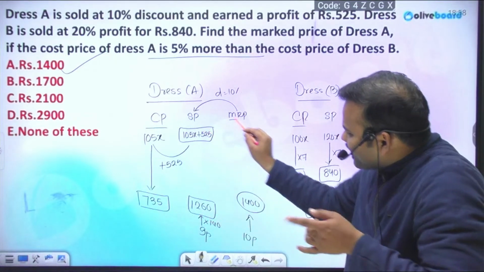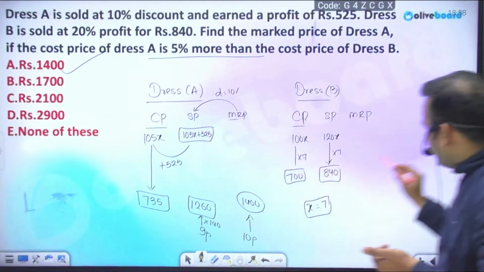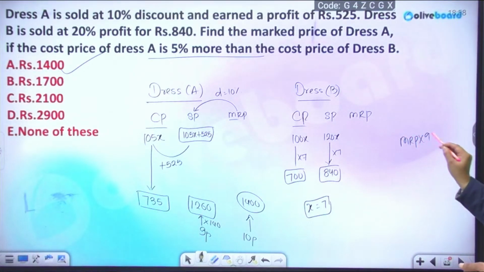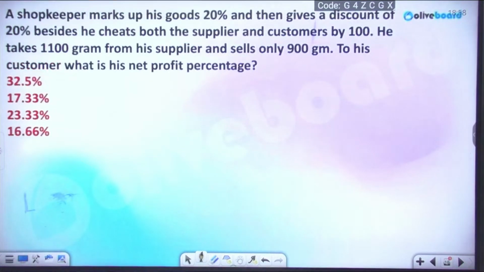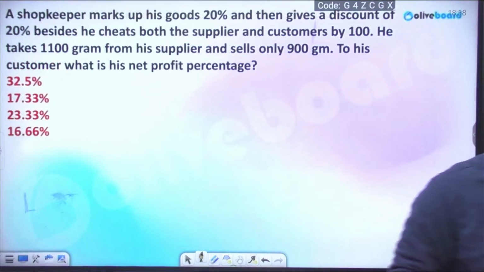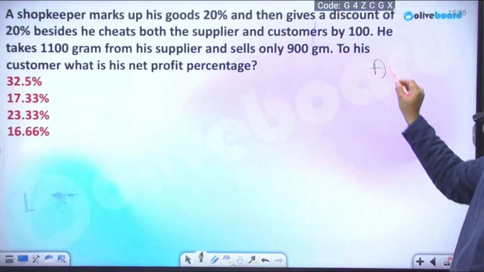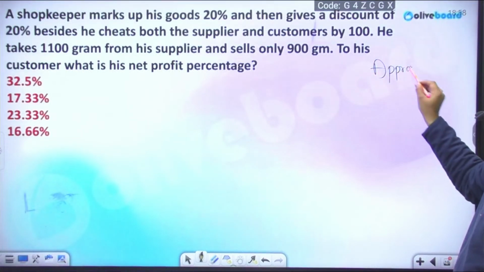And we do have a connection of MRP and SP. How? 90% of MRP will be 1260. From here you will be getting the MRP as 1400. Clear? Very good. So this was a previous year question. Very beautiful question. We'll have a very beautiful approach for this dishonest shopkeeper.